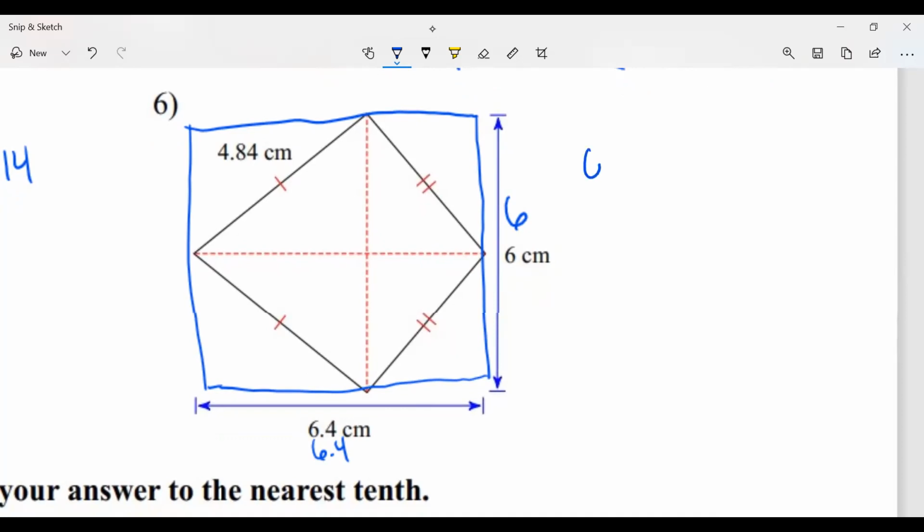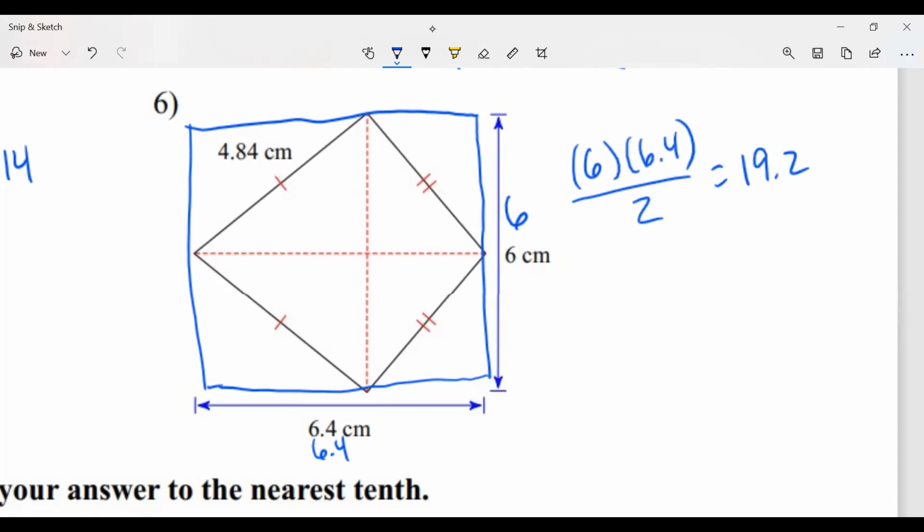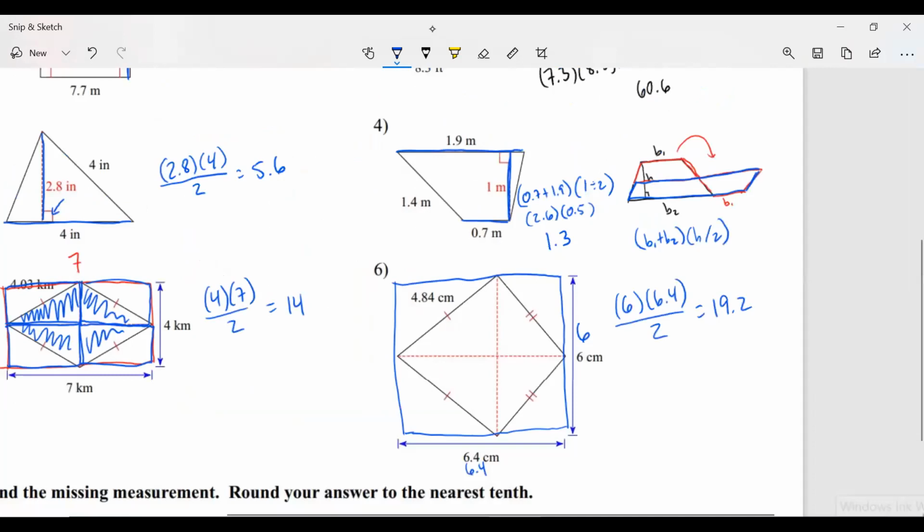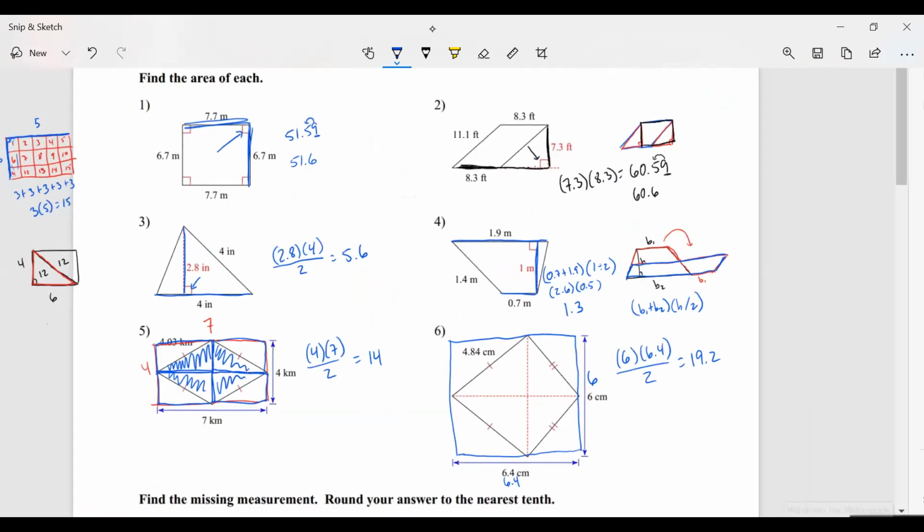So I'm just going to go 6 times 6.4, right? Because that's going to give me the whole rectangle. But since I only need half of the rectangle, whatever I get, let me divide this by 2. Use your calculator if you need to. 6 times 6.4 divided by 2, it's going to give me 19.2. So the first part of our homework is just going to be get the area of figures.